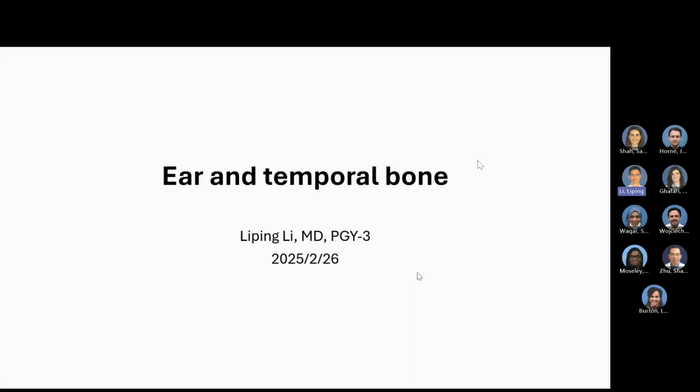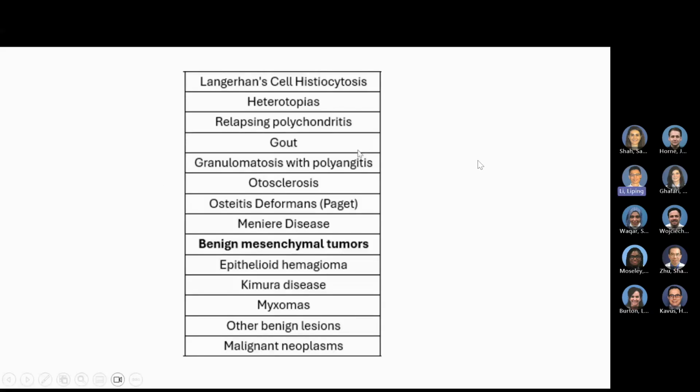Today's lecture, we have quite a decent amount of things to cover. So today's topic is about ear and temporal bone. So here are the categories I'm going to cover this morning.